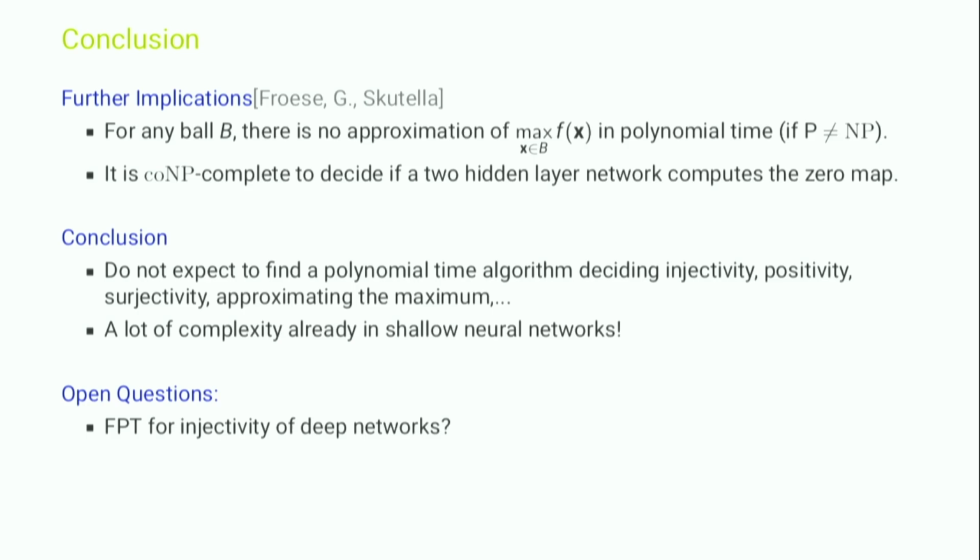And we have some open questions. Basically the only positive result that we've got is that we can design an algorithm that decides injectivity for a ReLU layer, a parameterized algorithm where the parameter is the input dimension. But this only holds for one layer, and we wonder if this tractability in small dimensions also extends to deep neural networks. And we have the same question also for positivity. There we have also the hardness, but we don't know if we can design an FPT algorithm for positivity.